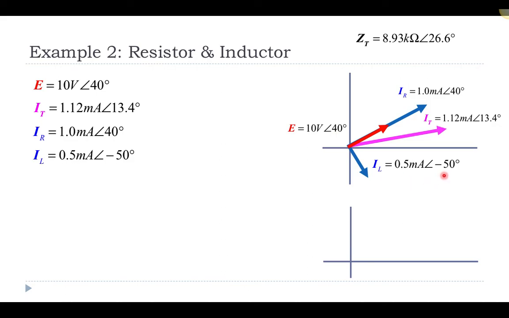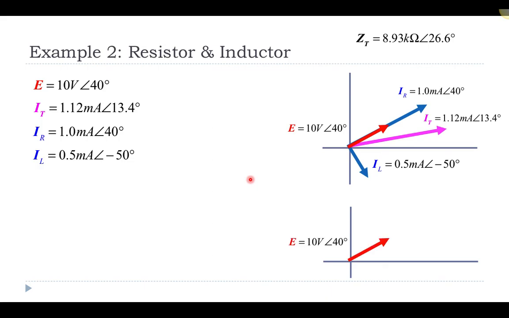As we look at this picture again, the total current that's coming out of the source should be equal to the current across the resistor plus the current across the inductor. If you treat these as vectors, as we can with complex numbers, and you connected them head to tail, and you added them together or used the parallelogram method, this total current would be equivalent to these two currents added together.